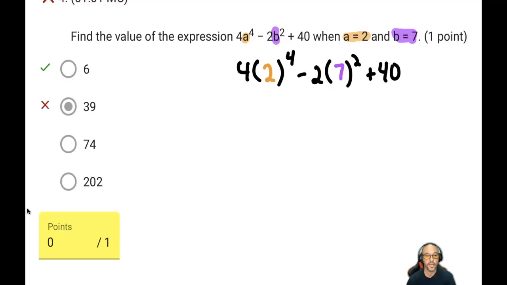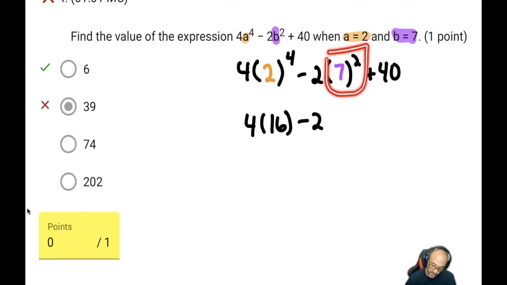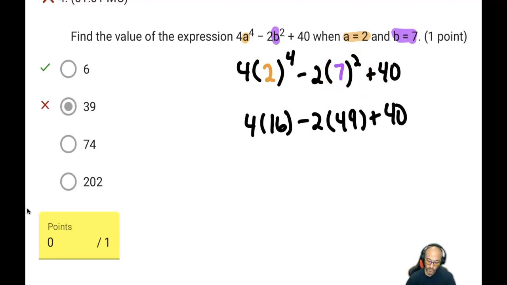Parentheses, there's nothing to do inside parentheses. Exponents, we do have this 2 to the 4th power. 2 to the 4th power is 16. And we also have this 7 squared. 7 squared is 49 plus 40. So you could have done those one step at a time, left this the same in the next step, or you can do them at the same time. When you're doing exponents like that, it's okay to do them at the same time.